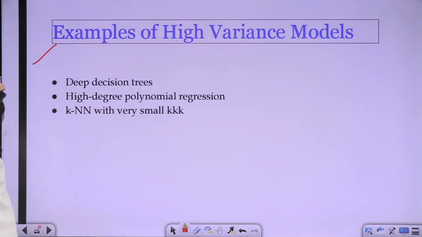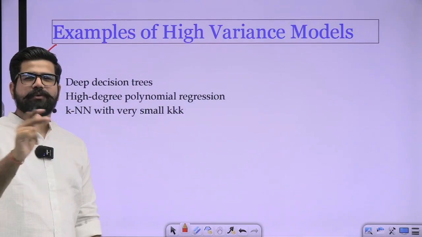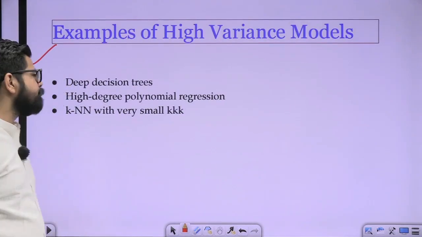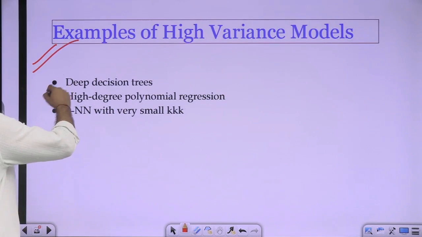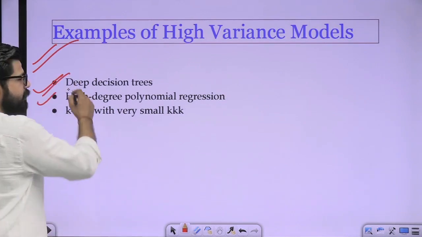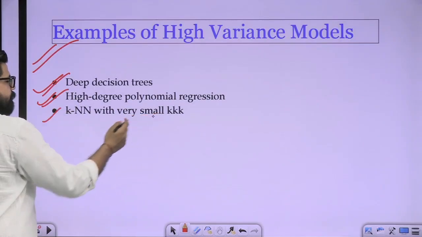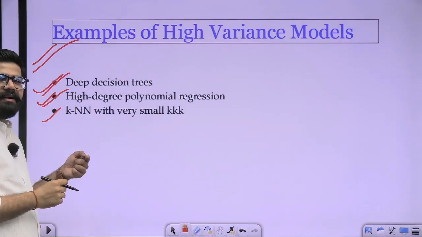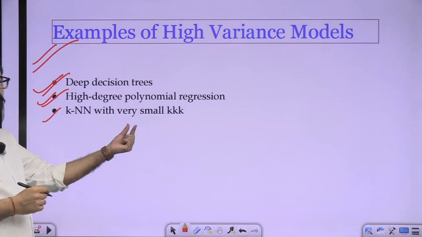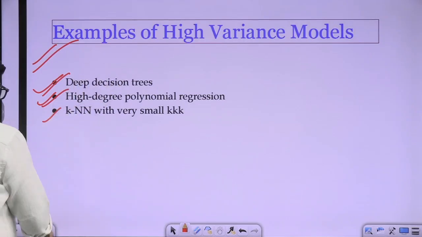Now, examples of high variance models. I have added a particular slide here for high variance so that you can learn the examples of bias as well as variance together. Deep decision trees provide high variance. High degree polynomial regression provides high variance. KNN with very small k. If you provide a very high k, then it is high bias. If you provide a very low k, then it becomes an example of high variance.